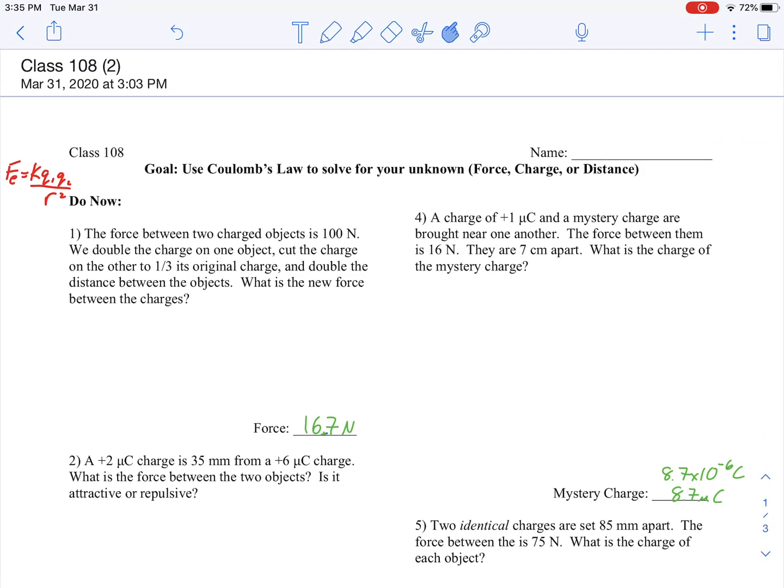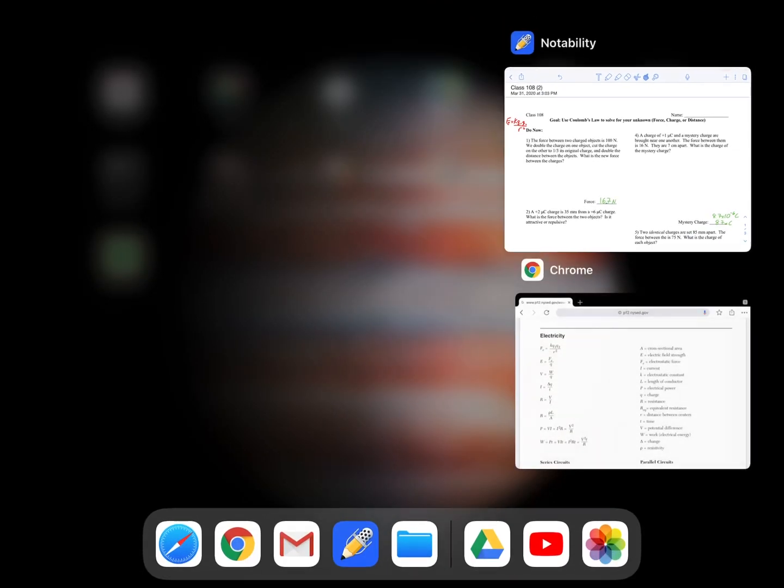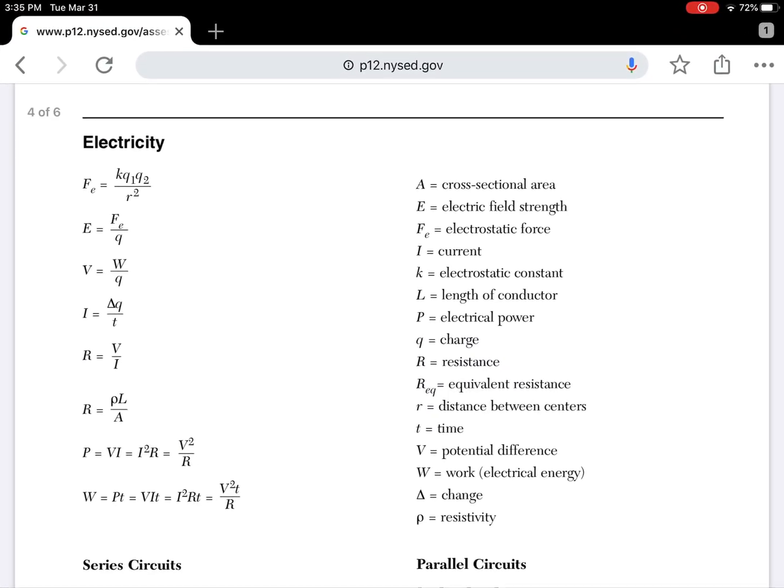So in this class, you're going to be using Coulomb's law. Just to find that on your reference table, that's Fe equals K Q1 Q2 over R squared. We used it a little bit last time, but you're going to be using it a lot today, solving for all those different variables.